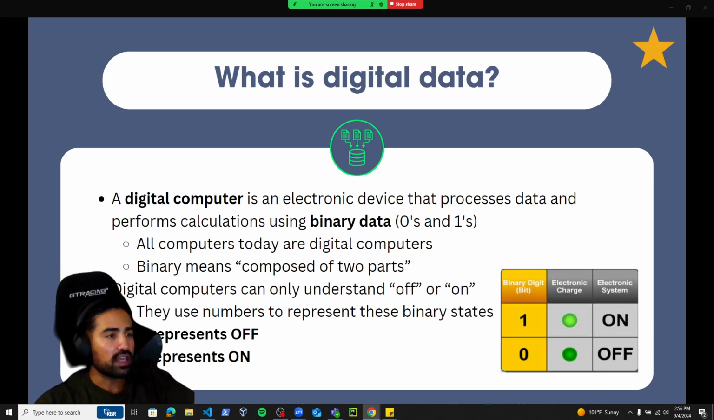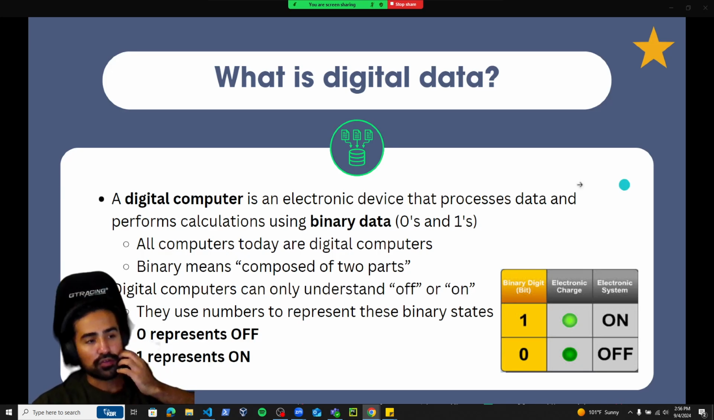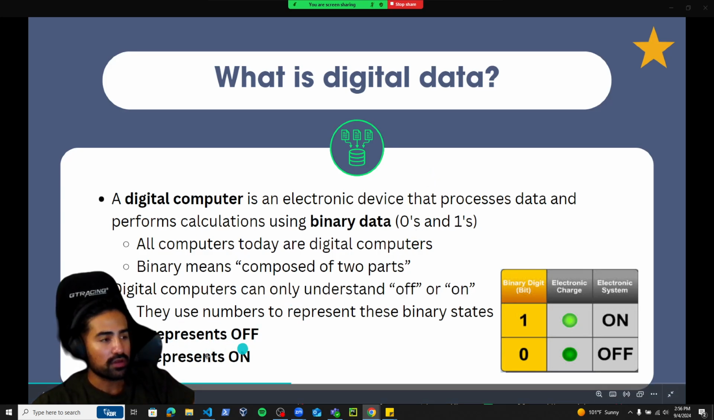So all computers today are digital computers. When we say binary data, binary just means two parts or two alternatives. In the case of computers, like I said, it's on or off, or if you want to say off or on, vice versa. And we use numbers to represent those states. So actually off is represented by 0 and on is represented by 1.